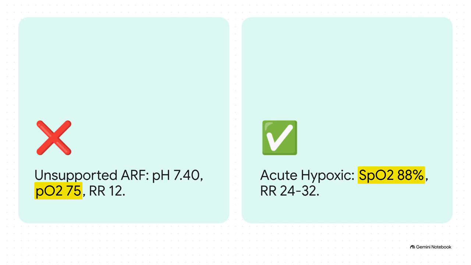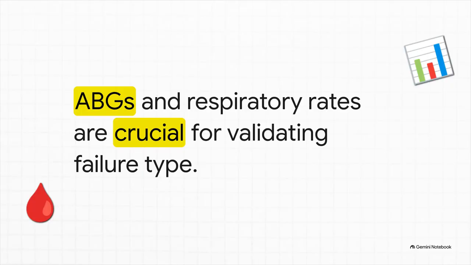For hypercapnic or type 2 failure, we'd expect a PaCO2 greater than 50 coupled with acute acidemia, meaning a pH dropping below 7.35. And distinguishing between acute, chronic, and acute-on-chronic decompensation, well, that relies entirely on tracking these specific vital shifts from the patient's established baseline.